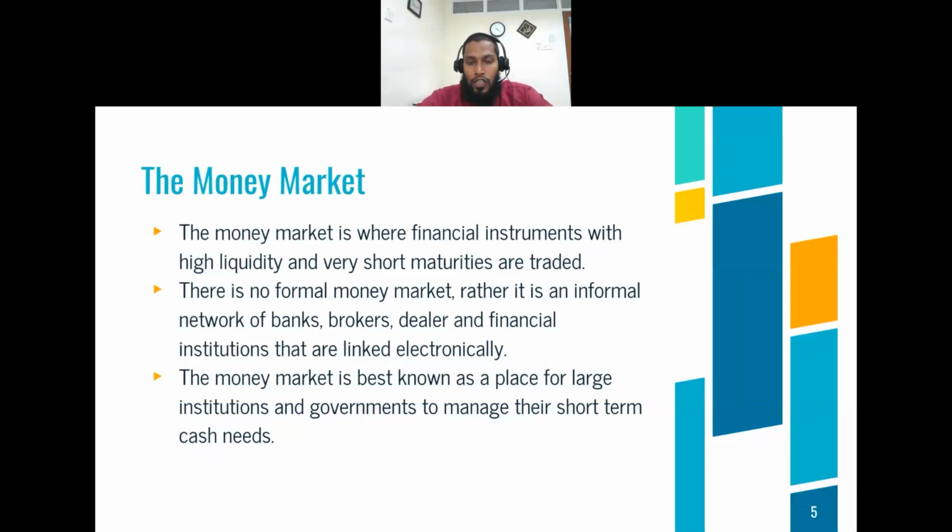However, the money market is not a formal market, what we call an exchange. Rather, it is an informal market, and the trading is done through networks between banks, brokers, dealers, and other financial institutions, linked electronically. The players are usually big players like governments and institutions. The money market is very much needed by financial institutions to manage their liquidity, as well as by the government, to maintain their cash needs, like paying salaries for their employees.